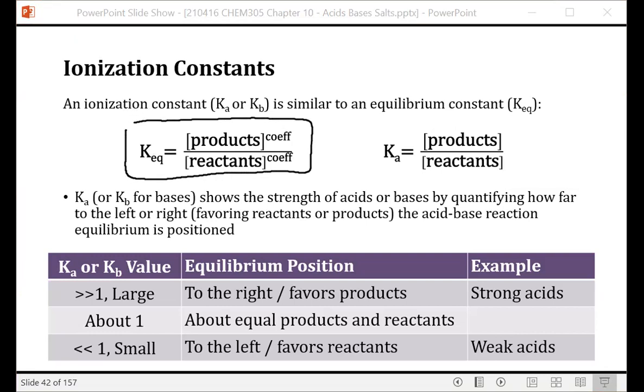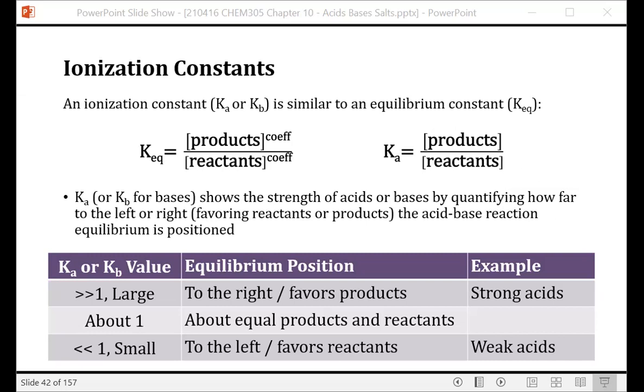Ka for a weak acid, or Kb for a weak base, is very similar, as you can check out here. The only difference is we don't use the coefficients when writing the ionization constant for a weak acid or a weak base. So the ionization constant is the concentration of each of the products in the acid-base reaction multiplied together, divided by the concentration of each of the reactants multiplied together.